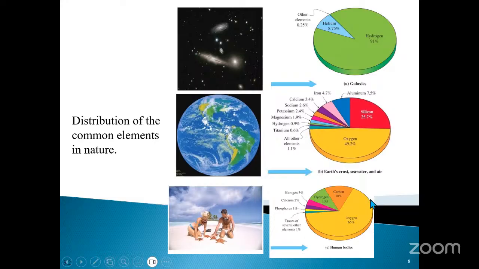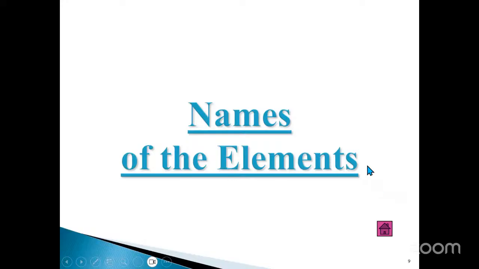All right. And then as far as the human body is concerned, as we said before, 65% of the human body will be oxygen, and then we have the other elements, carbon and hydrogen, and so on. All right. So that's basically showing you how the elements are distributed in different situations.